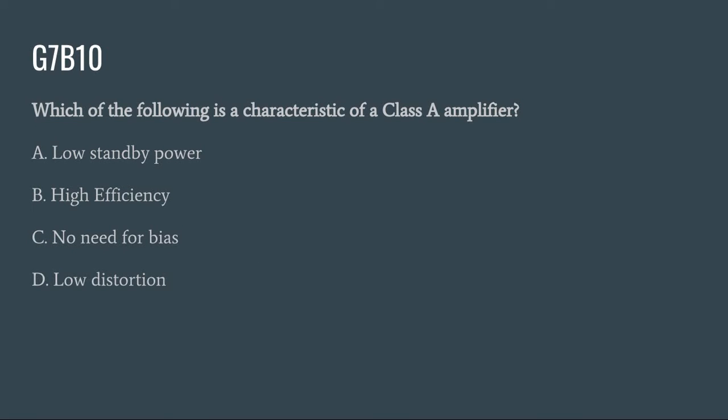G7B10, which of the following is a characteristic of a Class A amplifier? A, low standby power. B, high efficiency. C, no need for bias. Or D, low distortion. Best answer here, D, low distortion.